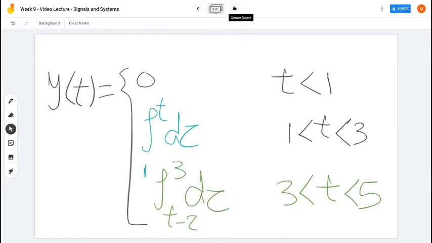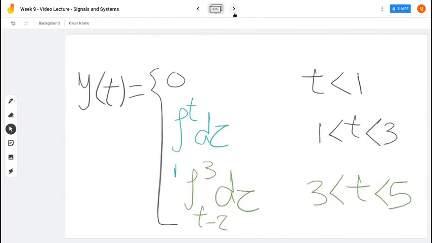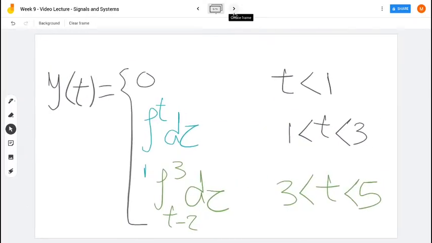And the last interval would be if t minus 2 is larger than 3, which is t larger than 5, there will be no overlap and the result will also be 0. So this will be happening if t is larger than 5. So let me go back over here and maybe I can just keep it like this. It will be 0 if t less than 1, and also it will be 0 if t is larger than 5.